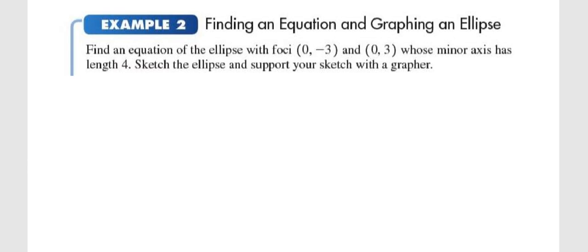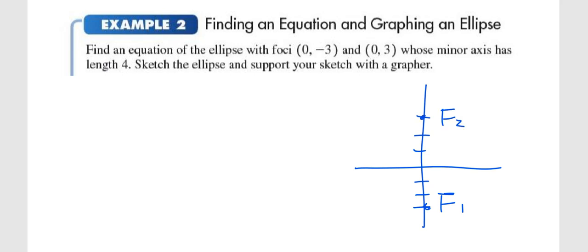Example 2. Finding an equation and graphing. Well, we've already talked about graphing a little bit, but it says find an equation of an ellipse with foci at (0, -3). All right, (0, -3), so we've got focus number 1, and (0, 3), focus number 2.